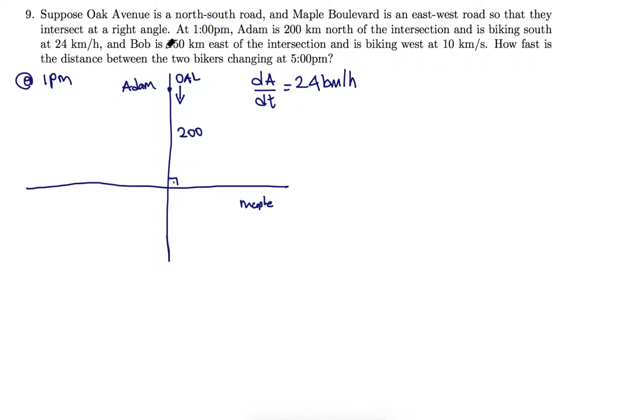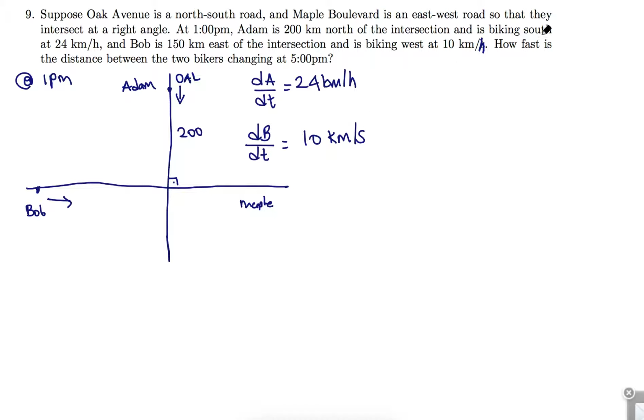Okay, and Bob is 150 kilometers east of the intersection, so Bob is somewhere here. And he is traveling west, so he's traveling towards the intersection as well. And his velocity is 10 kilometers per hour. That should be hour. I don't know where the second came from. He would be really, really fast if it was second.